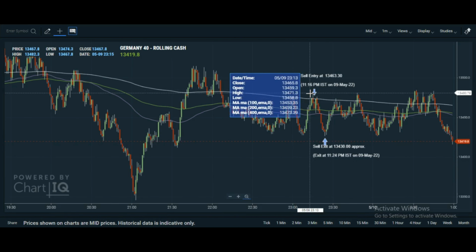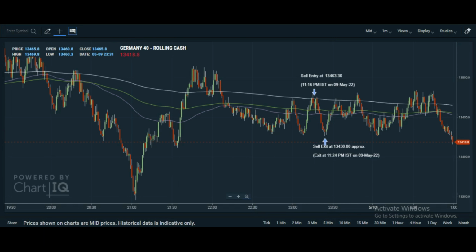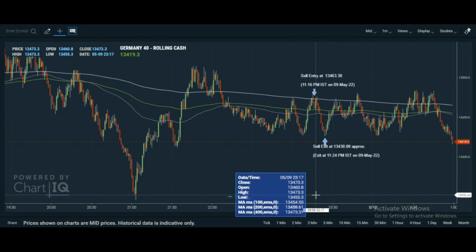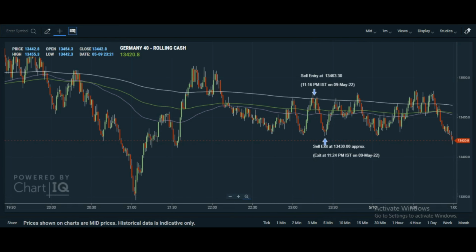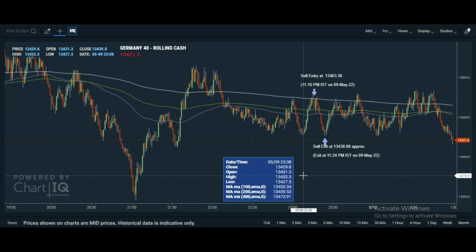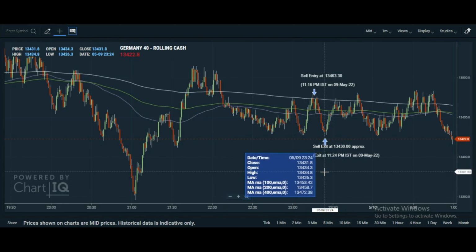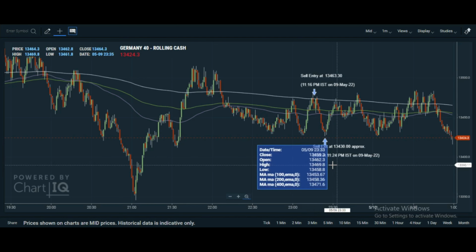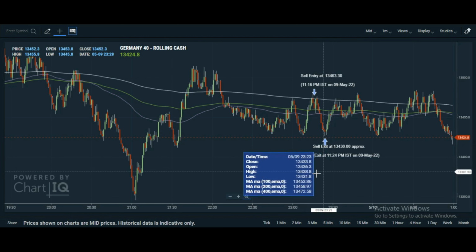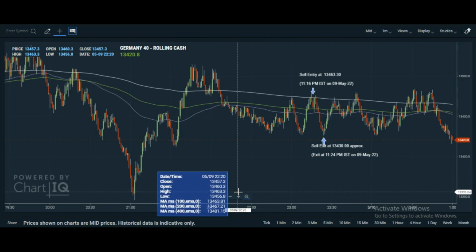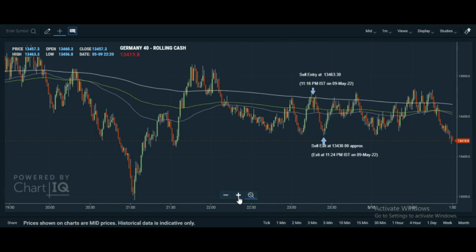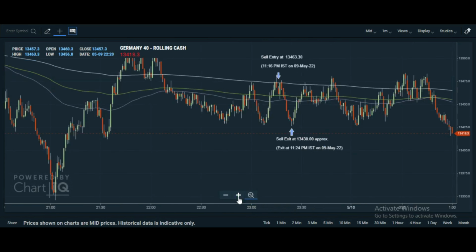As you can see, this was the down arrow where I executed the short. I took the entry at 11:16 p.m. on 9th May at a price around 13,463.3. This was the sell entry. Talking about the sell exit, I exited it at 13,430, which was 8 minutes later, at 11:24 p.m. on 9th May 2022. Yeah, so why did I take this trade was very simple logic.